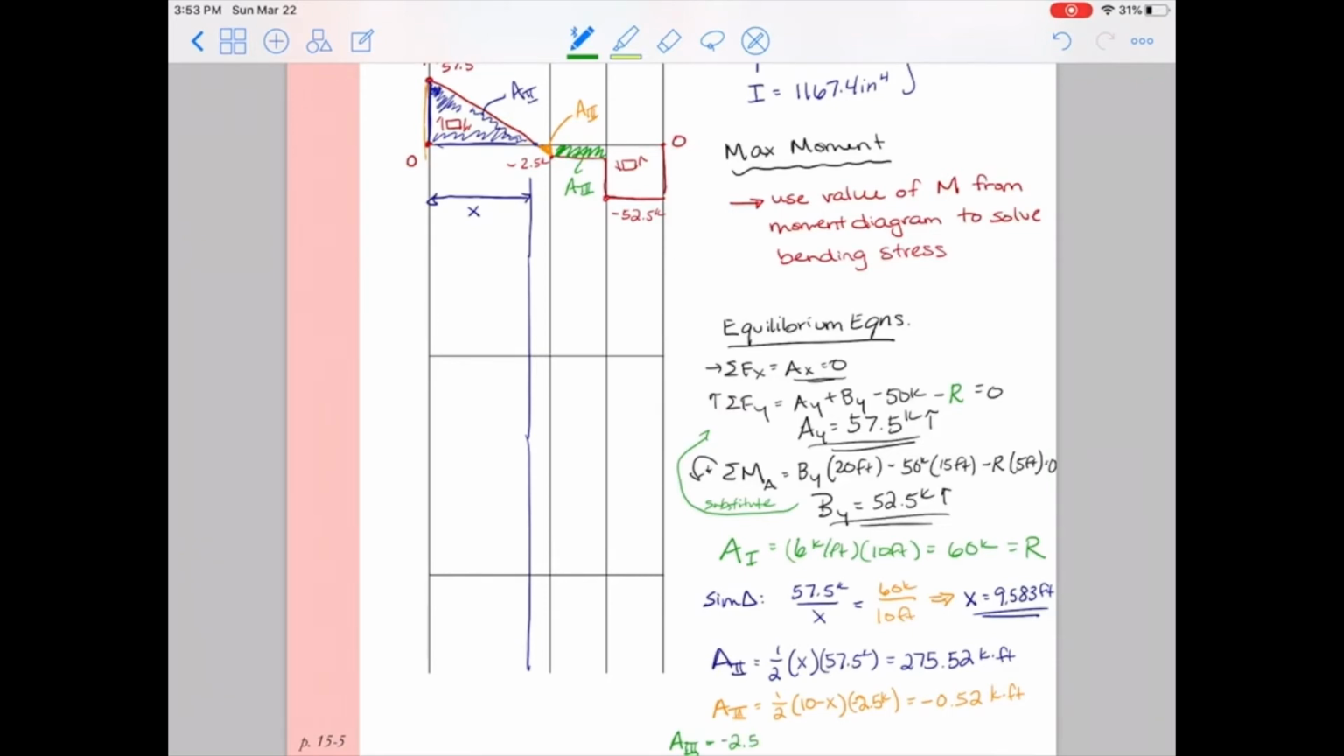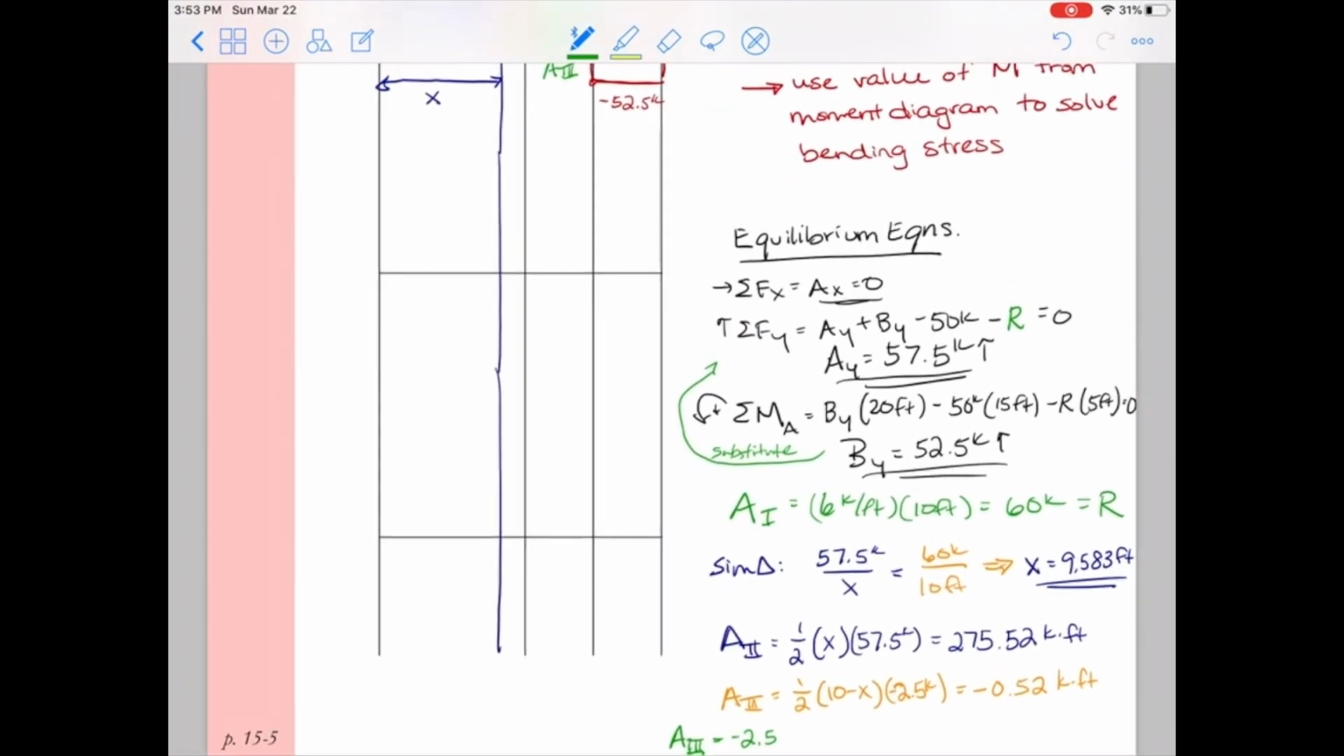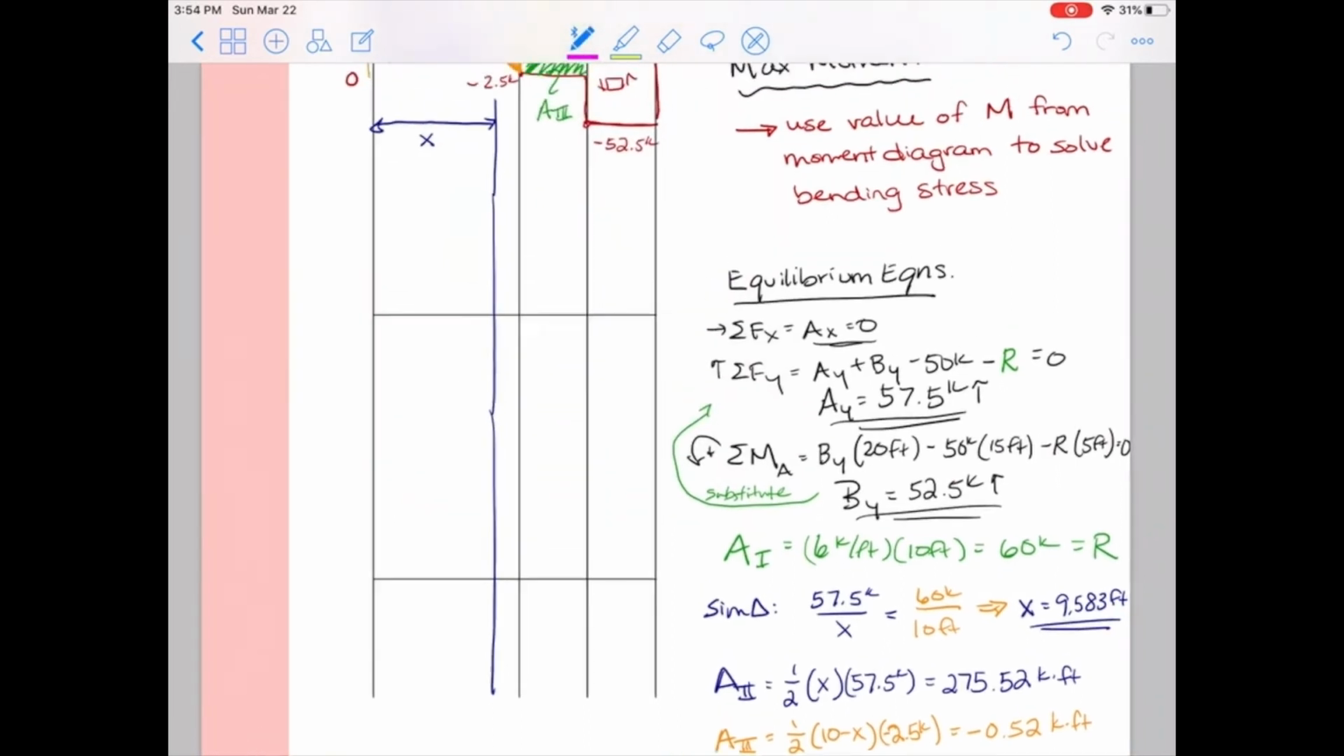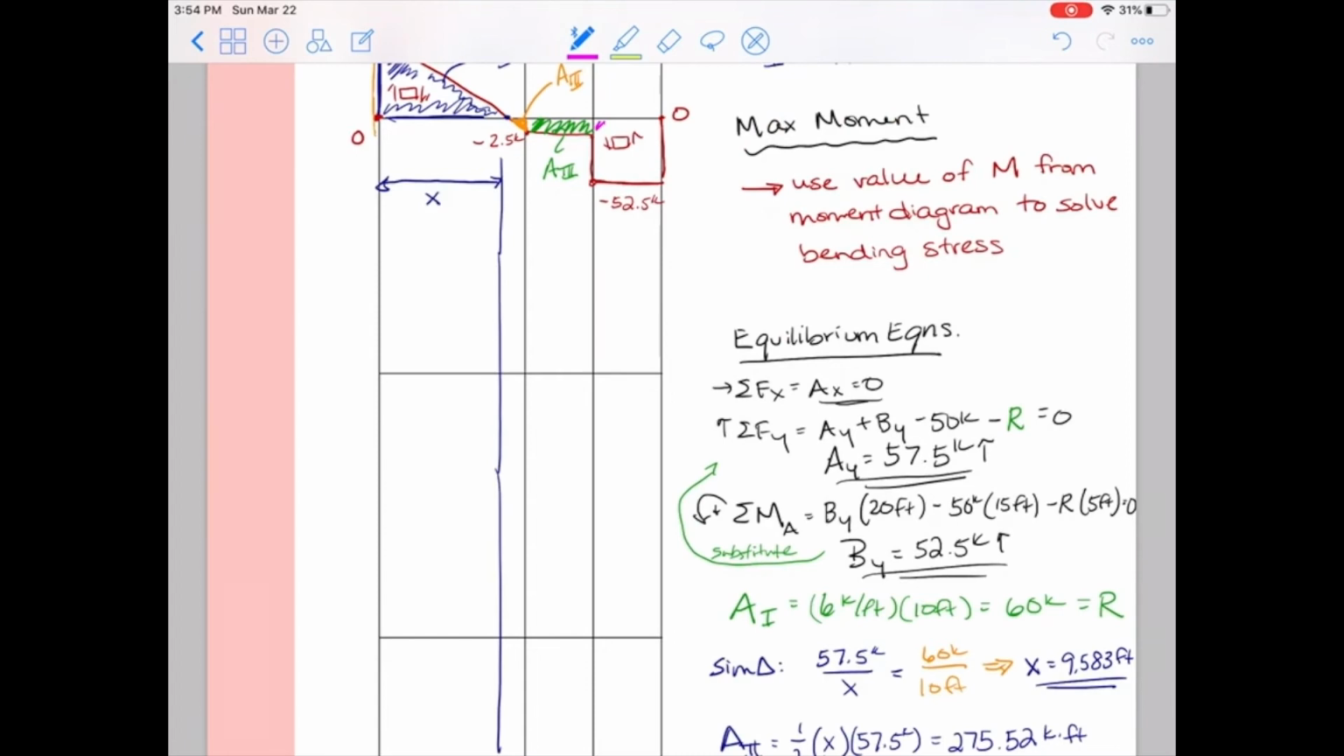Looks like I called that area 3 by mistake again. I'm sorry. So area 3 in green is minus 2.5 kips times 5 feet, or negative 12.5 kip feet. And now I need to get the final one. I'll shade this in magenta.